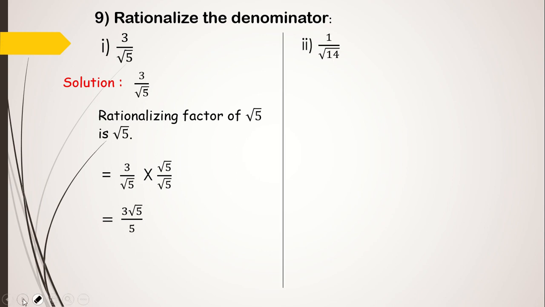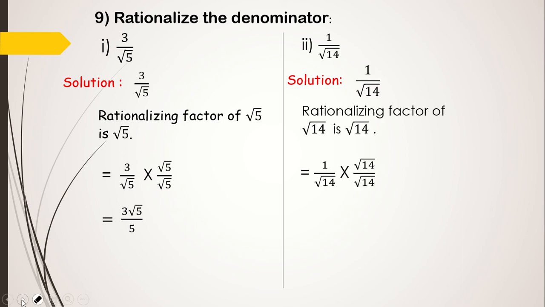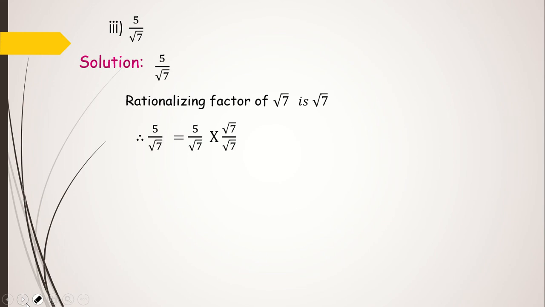That's it. Now here also, 1 upon root 14. So the rationalizing factor of root 14 is root 14. So just multiply numerator and denominator by that, and you get the answer root 14 upon 14. Root 14 into root 14 is 14. Now here also we are going to multiply numerator and denominator by root 7. Okay. So 5 root 7, and root 7 into root 7 is 7.